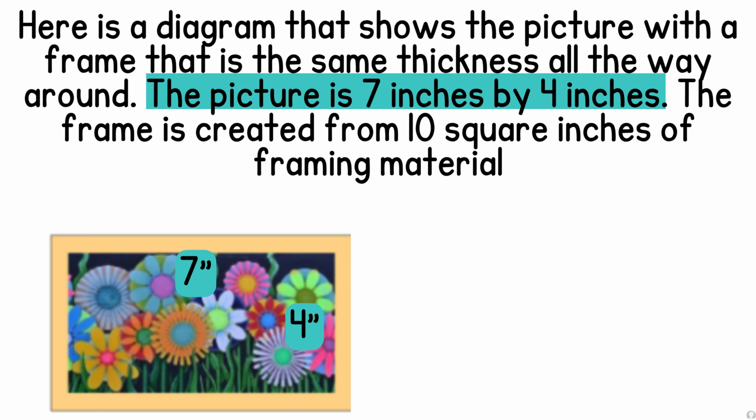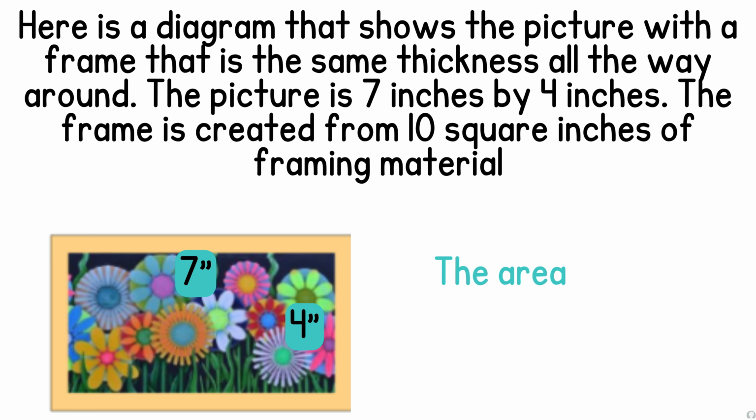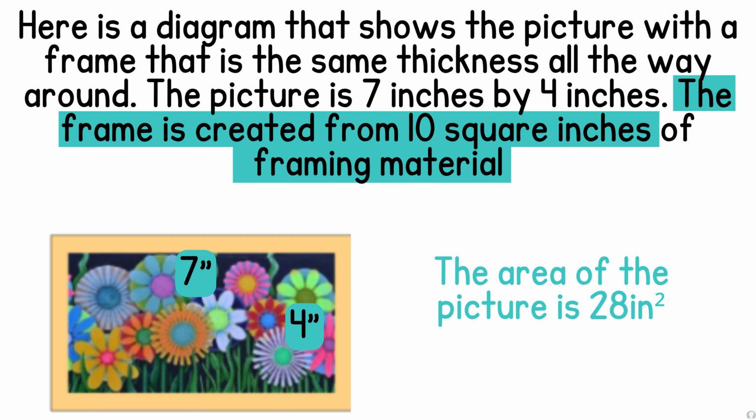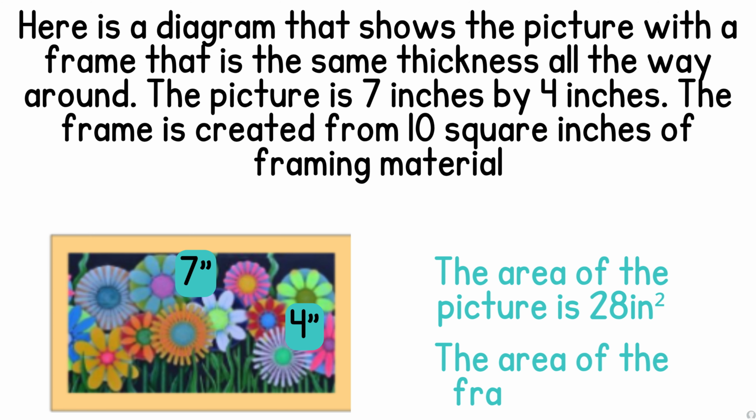So we'll put this on our picture so we know how much the length and width is. And since we know the length and width, we can say that the area is 28 inches squared, since 7 times 4 gives us 28. And we also know that the frame is created from 10 square inches of framing material. So that means that the area of the frame must be 10 inches squared.